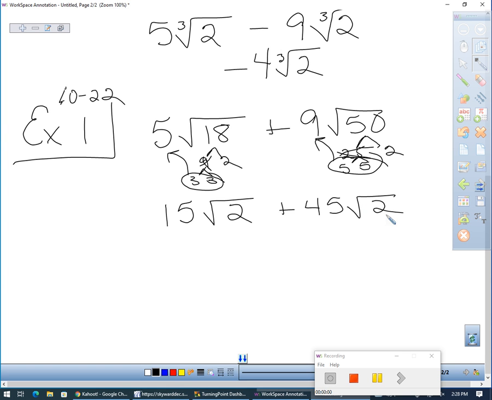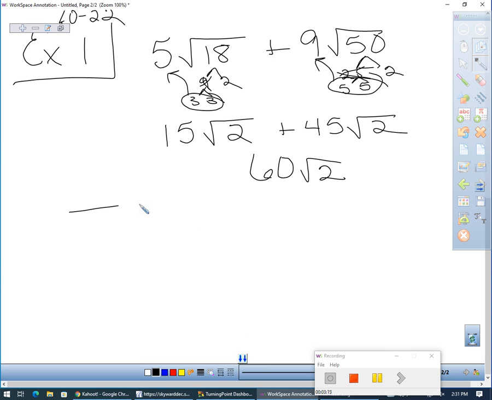So now are they like terms? They are. We can go ahead and add them together. We get 60 square roots of 2. Let's try another one. Put it underneath the same example.